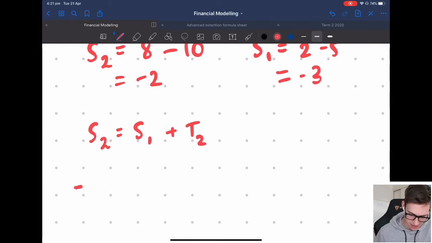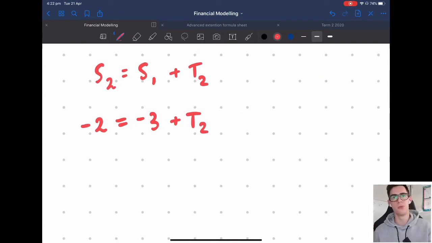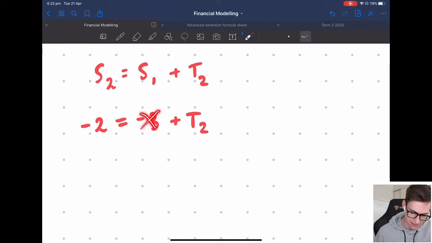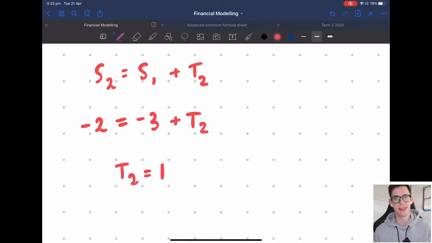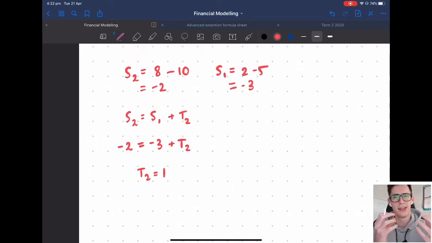So if you popped in -2 and -3, and we've got this pronumeral to solve for, this second term, I'm going to do that by adding the 3 onto the other side, and I get that the second term was 1. So this often comes up when you're asked to find T2, the second term, because it's really easy to do in terms of that first sum.